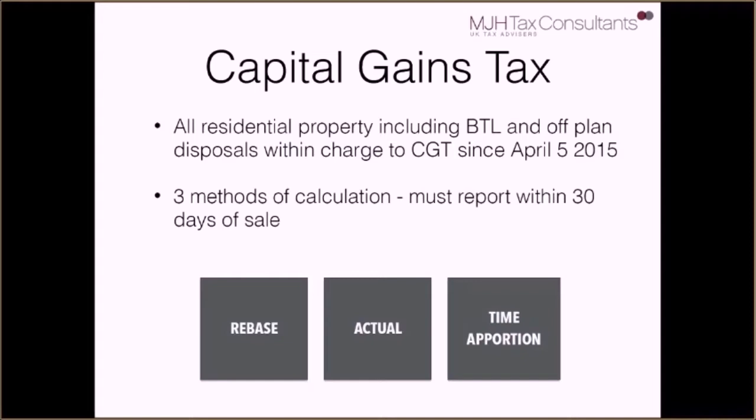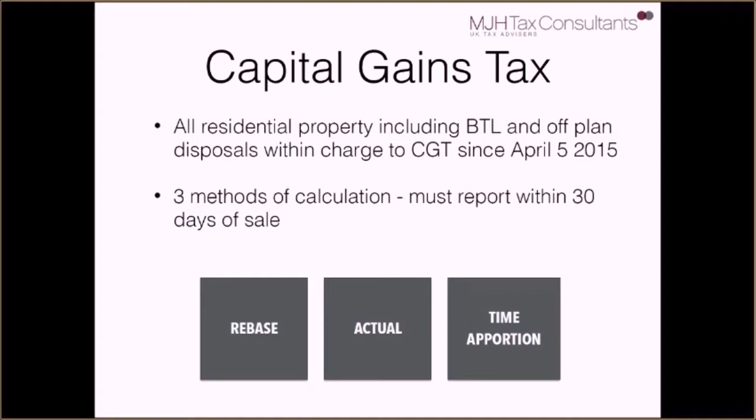Any properties which you owned prior to April 2015, it is possible to claim a rebasing or a time apportionment. So it's only the gain since April 2015 that falls within charge. So if you own property before April 2015 and you're thinking about selling, you must report within 30 days of sale. If you fail to do that, then some quite draconian penalties come into place. So if you're 6 months late on a report, then the penalty can increase up to £1,300 each. But it's worth stressing that the online report is very simple, very straightforward, and so long as you do it on time, it's a very simple process.